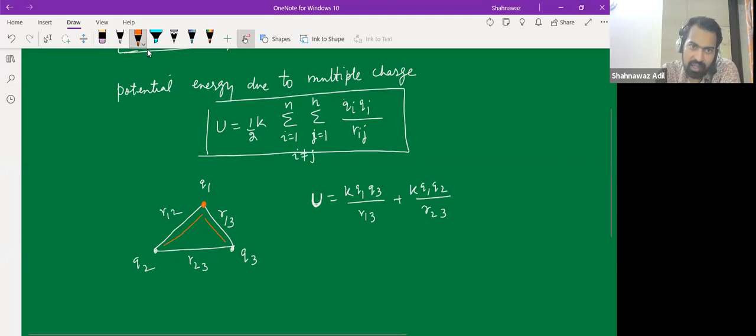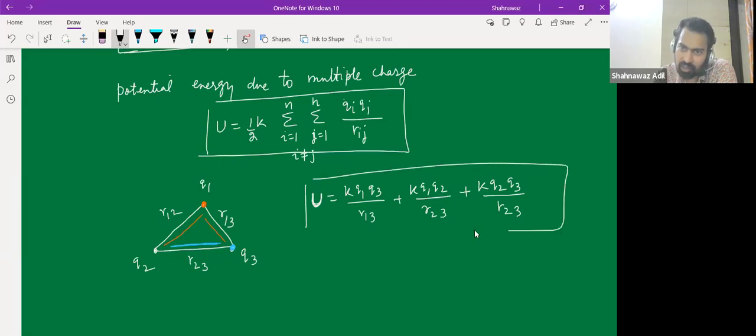Now let's take the interaction of this charge. It is interacting with this one, which we have already considered. The only thing left is this one, so this would be K Q2 Q3 by R23. So this is the result for this situation.